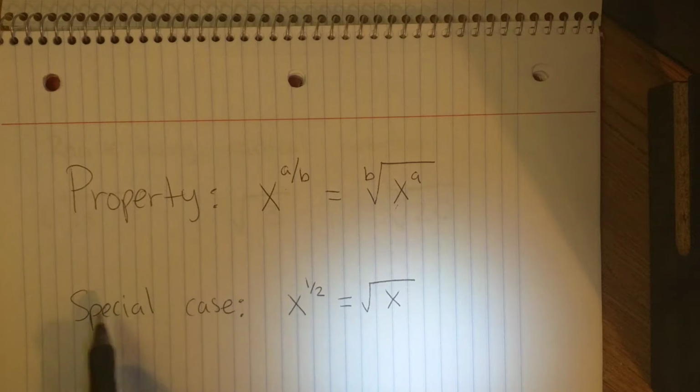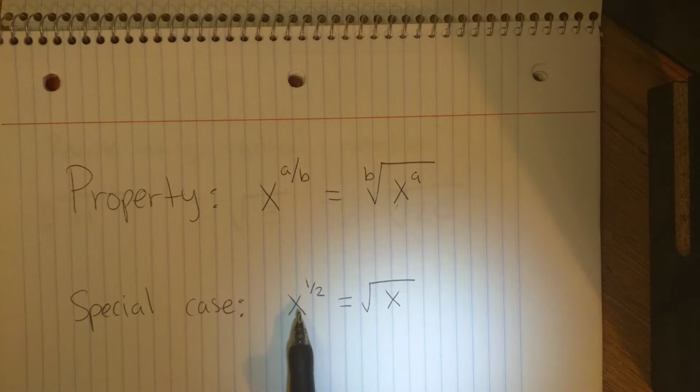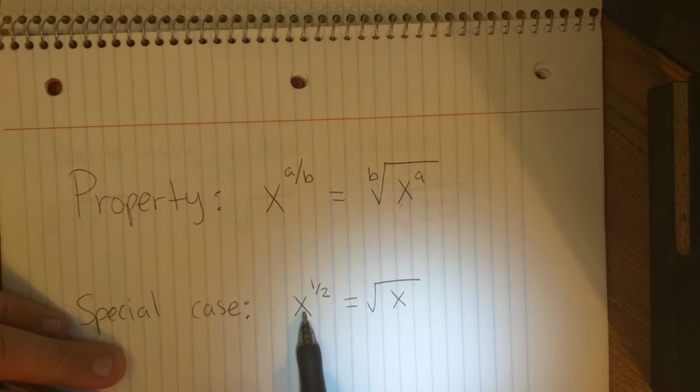But speaking of square roots, we do have a special case: when you have x raised to the 1/2 power, that's the same thing as the square root of x. So these are interchangeable. If I ever see x to the 1/2 power, I can replace that with the square root of x, and vice versa. If I see the square root of x, I can replace that with x to the 1/2.